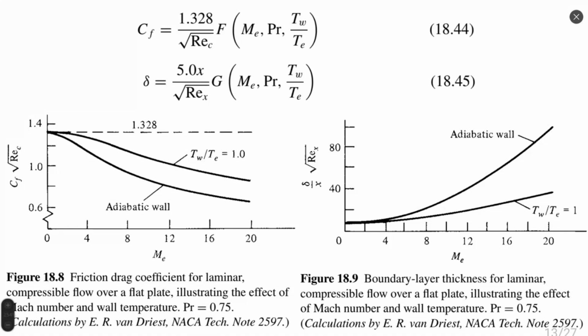Okay, that's it. Distribution of friction drag with respect to different types of boundary condition is represented on figure 8, for a diabatic wall with the same temperature as external temperature, and the adiabatic wall where the temperature gradient is equal to 0.